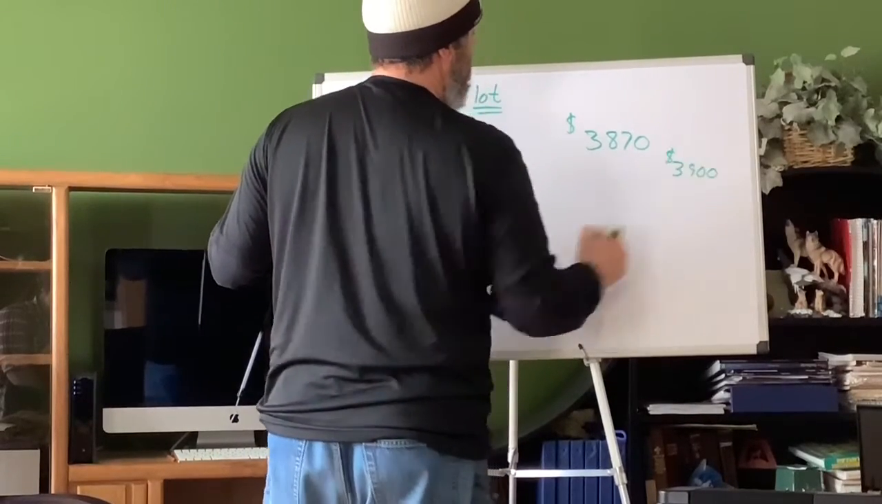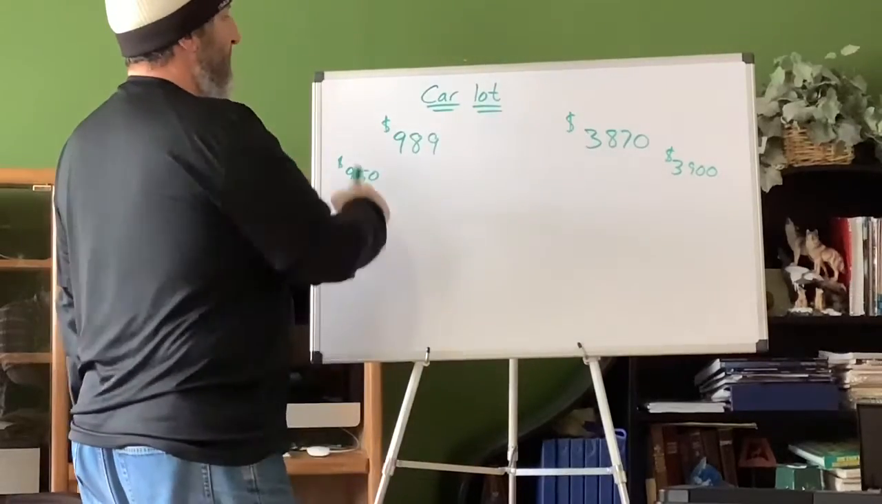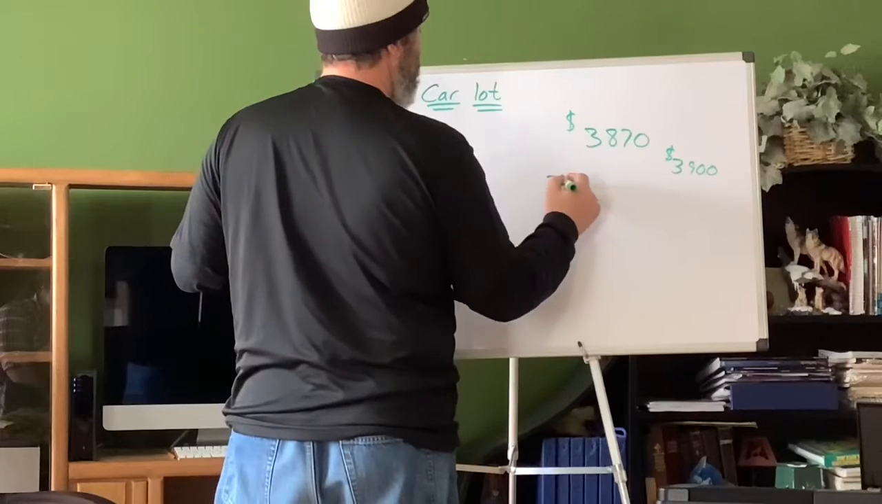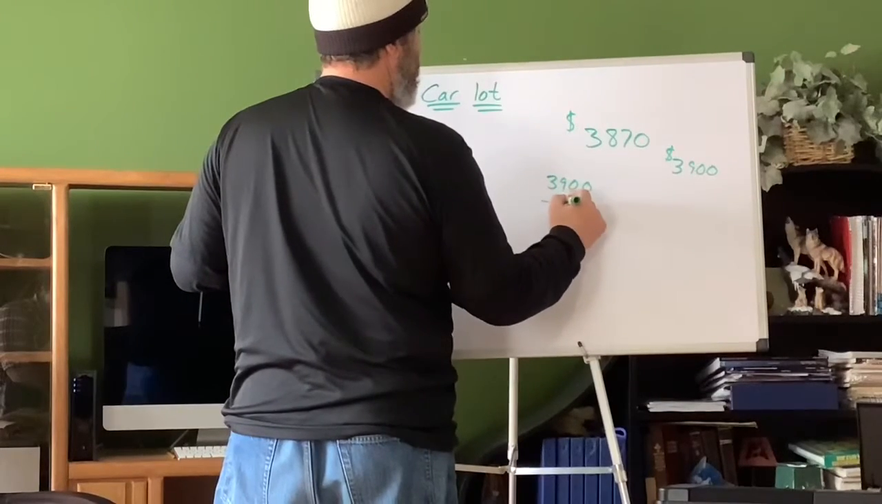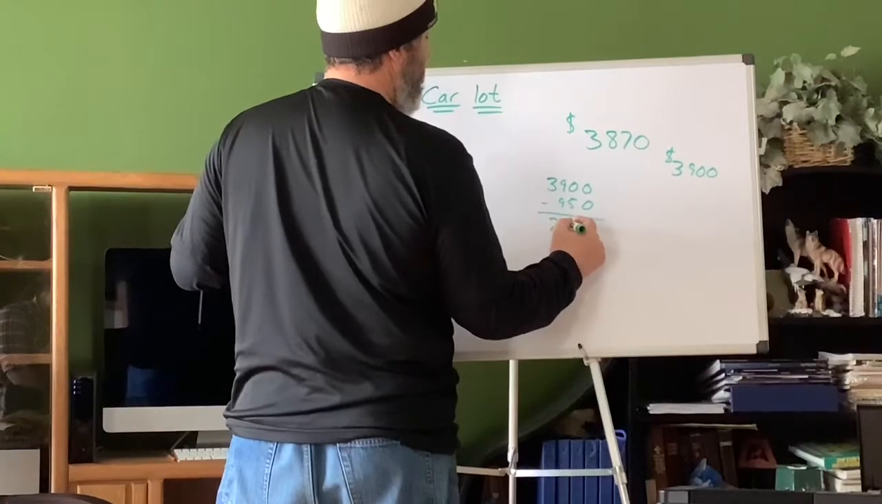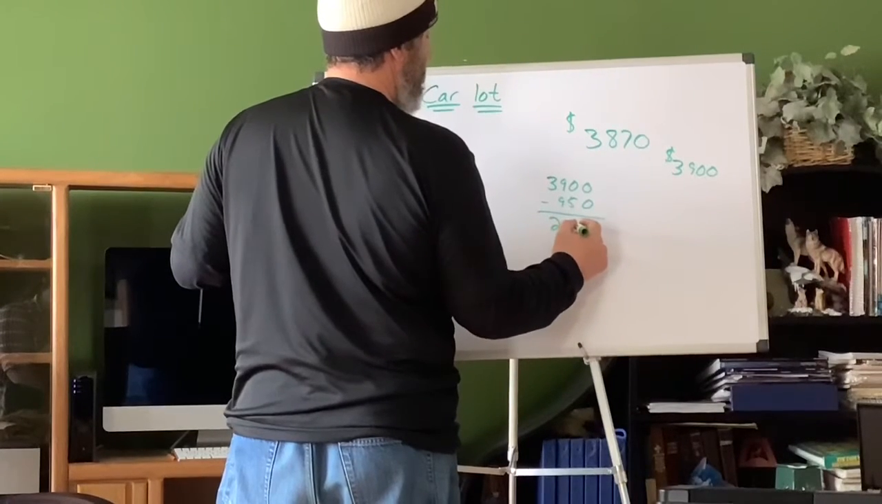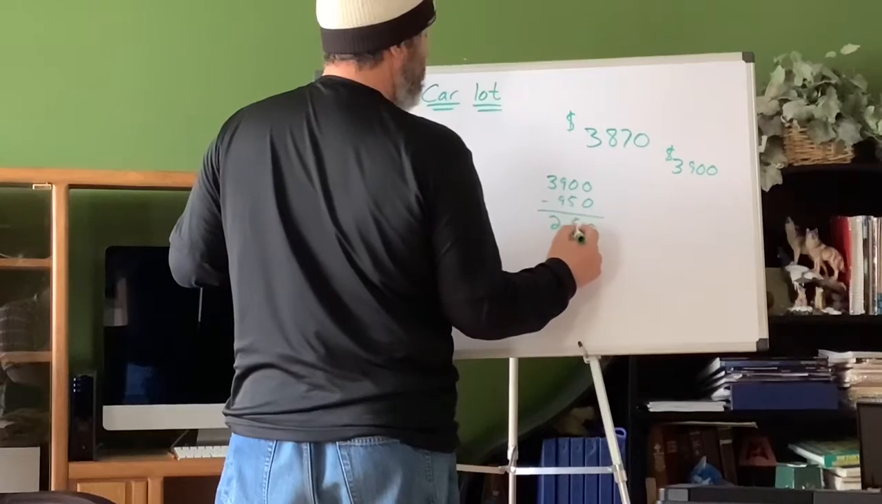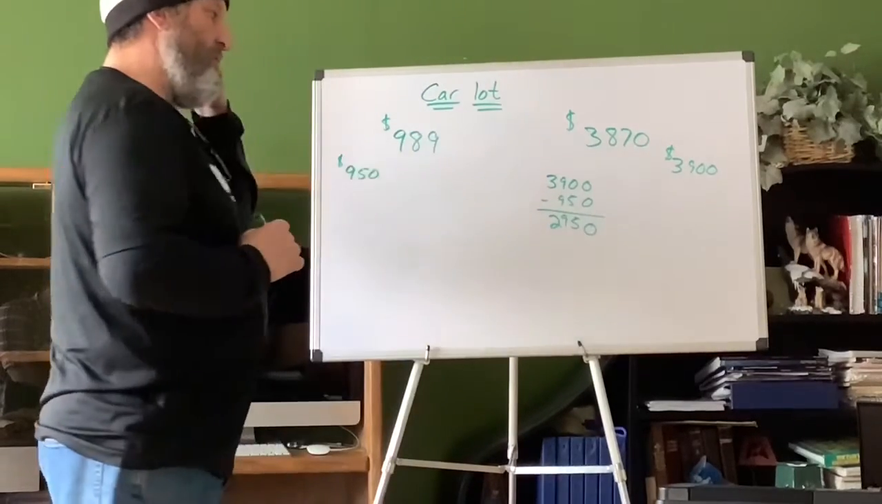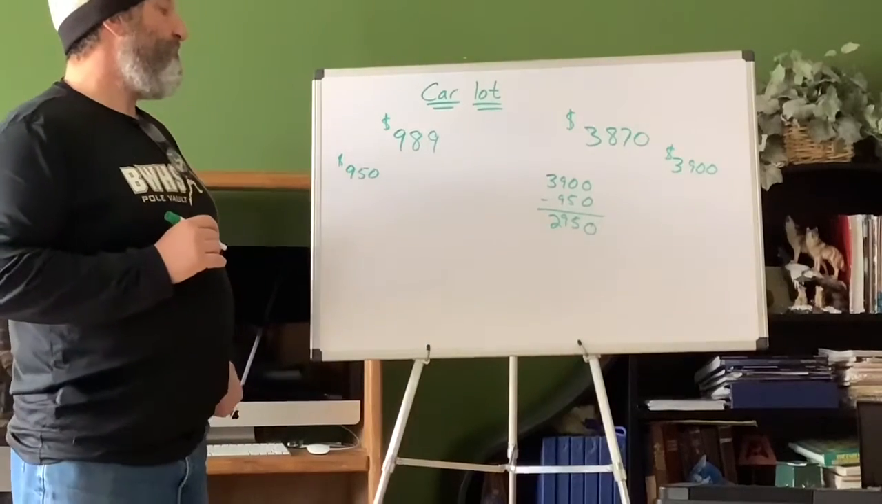Okay. So if we go 3,900 minus 950, that's going to be 2,950, right? Wouldn't that just be 3,050? 2,950. Okay. Oh, yeah, you're right.